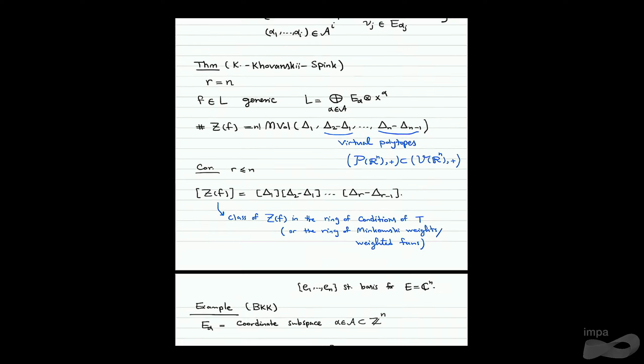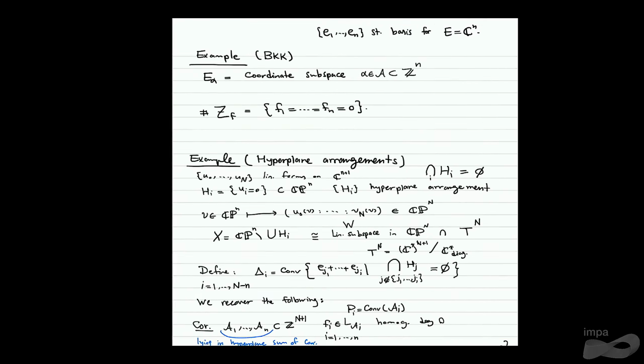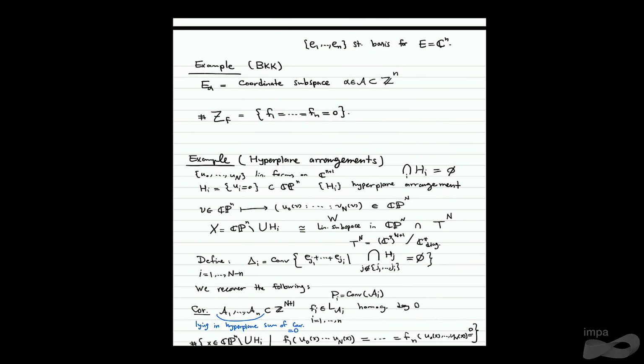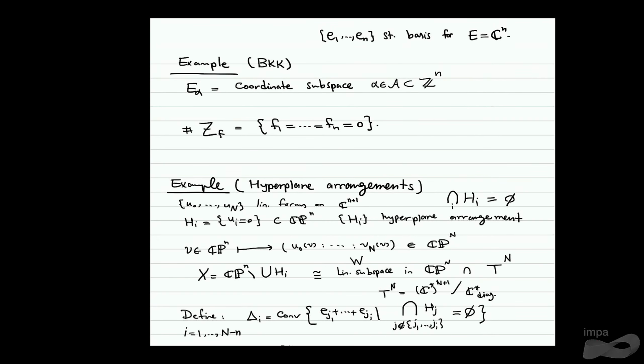Okay. And then a small comment is that in this previous setup, if the subspaces I'm taking are coordinate subspaces with respect to some basis for E, for example, a standard basis for my vector space, then this recovers the setup in the BKK theorem. But if you have just some complicated arrangement of subspaces, it's different.